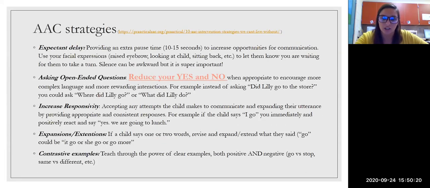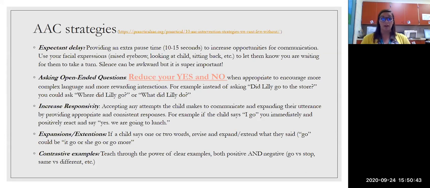AAC strategies, and I do have a link here that you can look at all these strategies online. Expected delay, providing an extra pause time of 10 to 15 seconds to increase opportunities for communication. Use your facial expressions, maybe a raised eyebrow, looking at the child and sitting back.